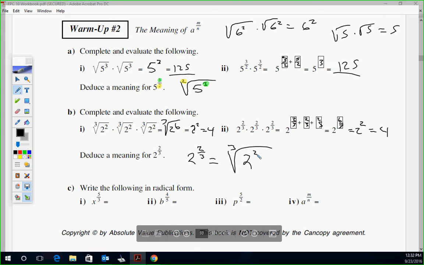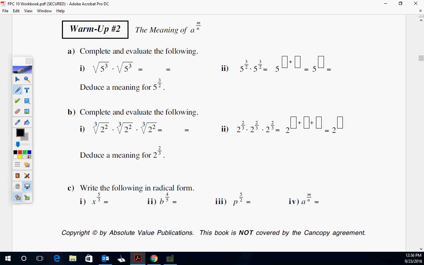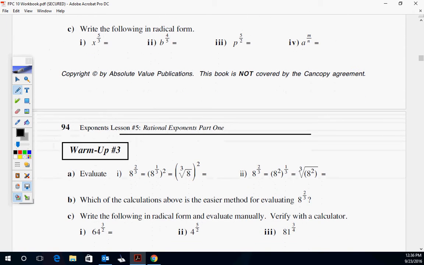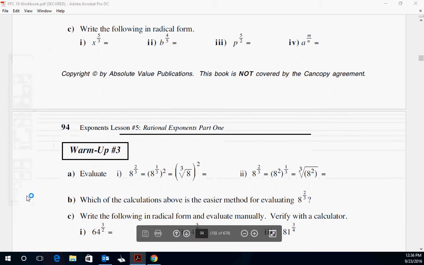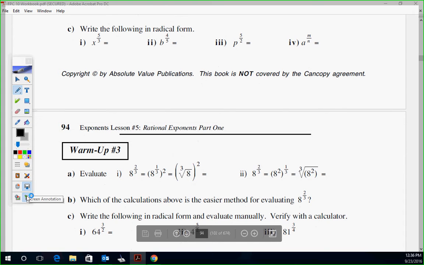All right, got a couple of these examples here, and then we got a couple more things we're going to lay out before we get to just a bunch of examples. So write the following in radical form. So again, this is the index. This is the power on the radicand. So it would be cube root x to the 5th. This is a 3 here. Cube root x to the 5th.